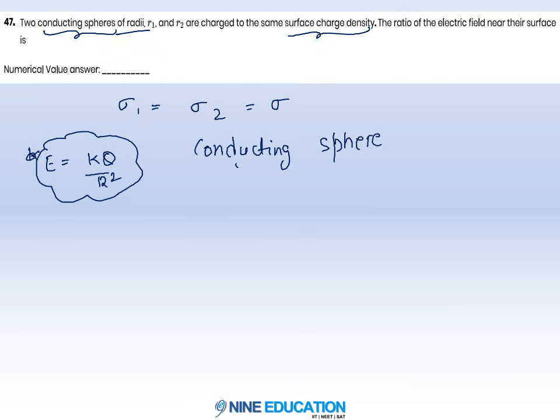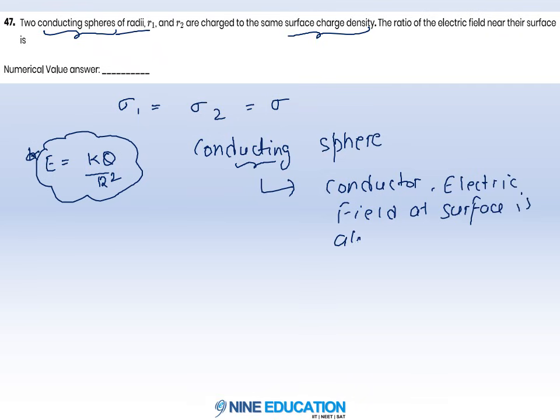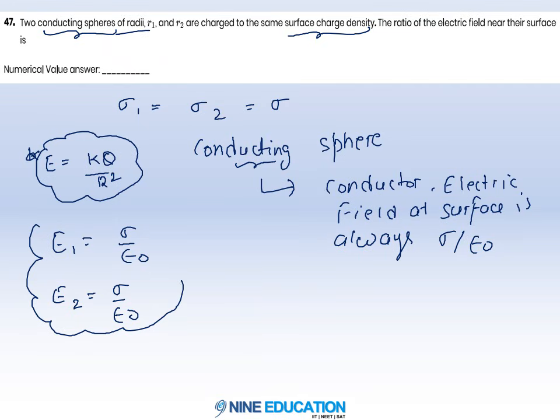for conducting spheres, we know for conductors, the electric field at the surface is always sigma by epsilon naught. So E1 is sigma by epsilon naught, E2 is also sigma by epsilon naught. So from these two, what we are getting, the ratio of electric field is 1:1. So the correct answer is 1.